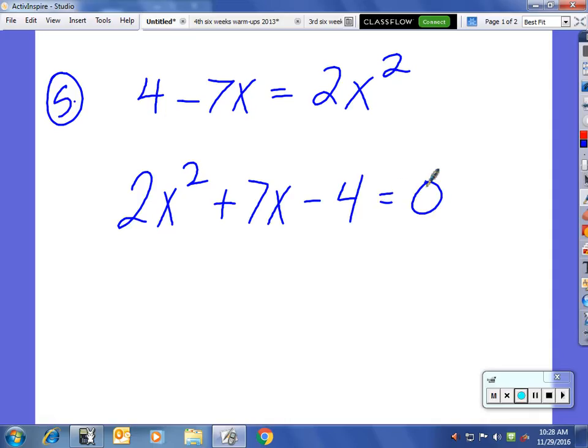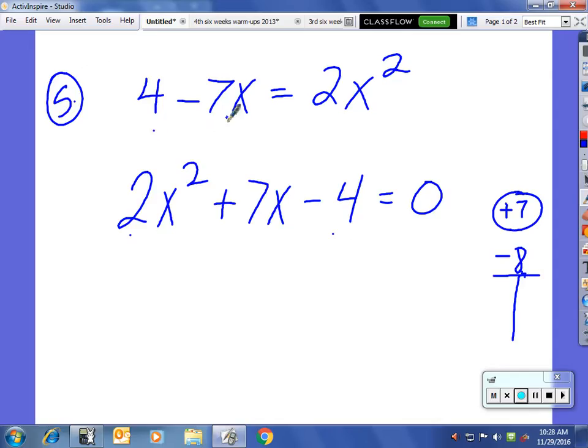Okay, the first thing I did was I put it in standard form. I got 2x squared plus 7x minus 4 equals 0. Are we okay with that? Then we're looking for factors of negative 8. 8 times c is negative 8, and it must add up to positive 7. Now, if this is a negative total here, a negative 8, that means your signs have to be different. Positive and negative. Why is it what?